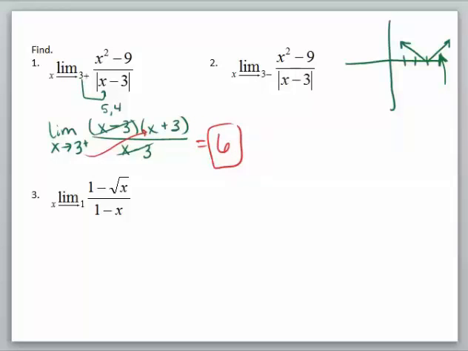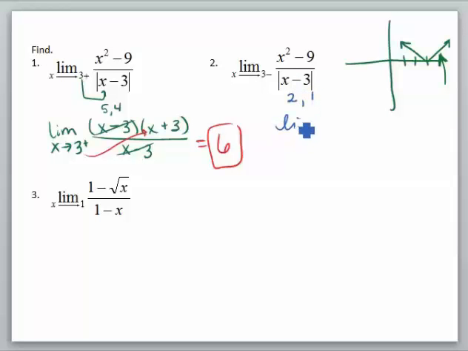Now for the second part of this, it says find the limit as x approaches 3 from the left. Well, those numbers would be numbers like 2 and 1. Notice when you're plugging in 2, you get negative 1. When you plug in 1, you get negative 2. So you're talking about the negative portion of the absolute value.